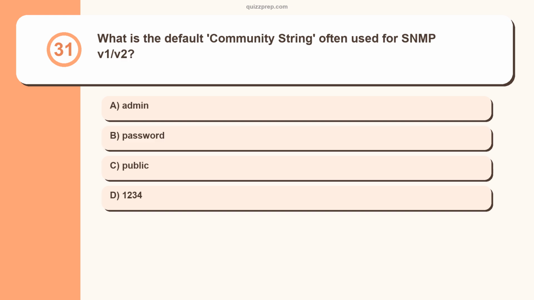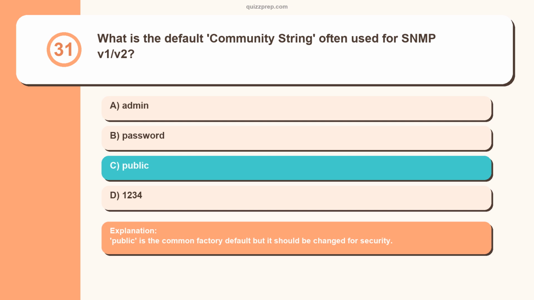Question 31. What is the default community string often used for SNMP v1/v2? Admin password. Public. 1234. Public is the common factory default, but it should be changed for security.